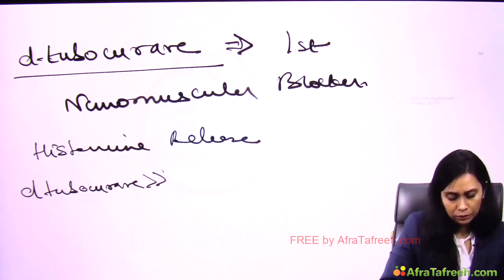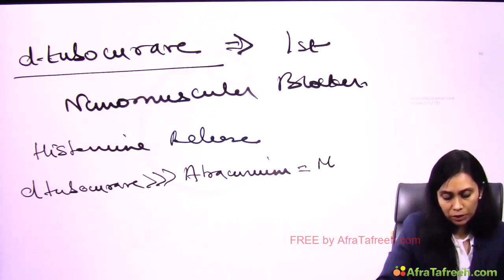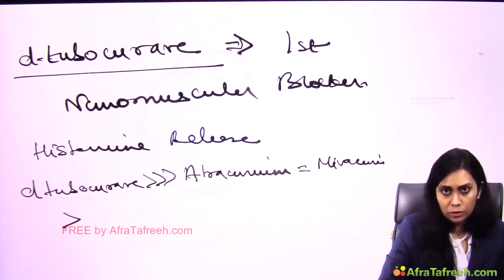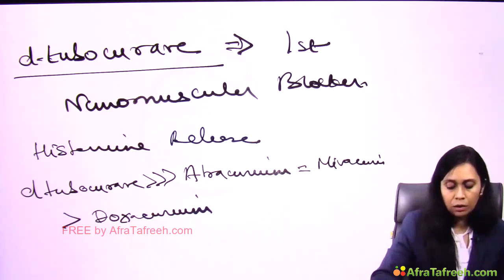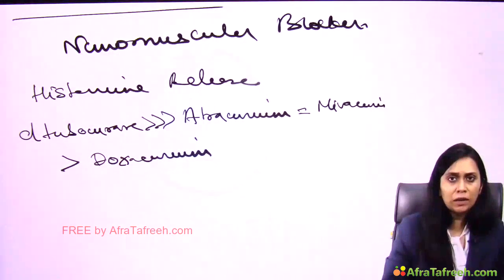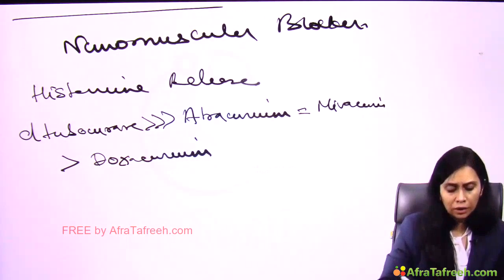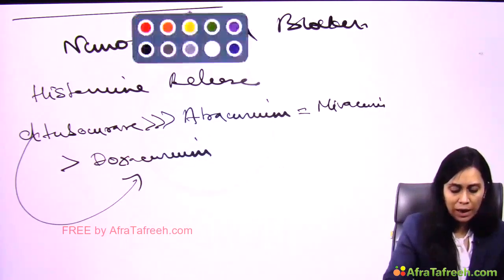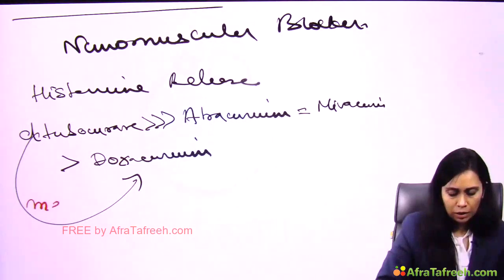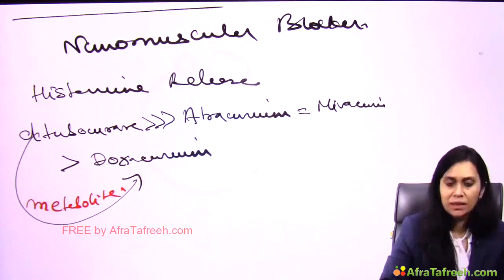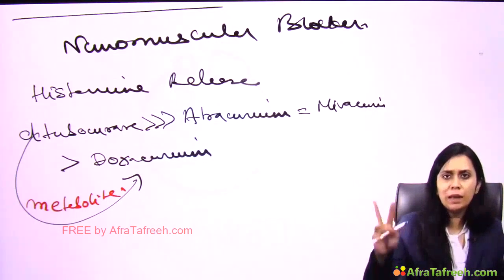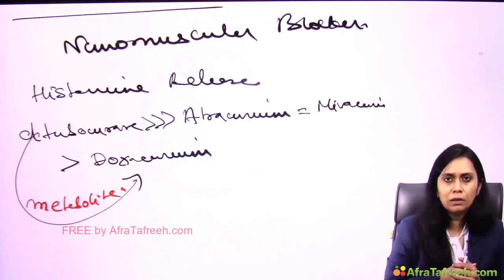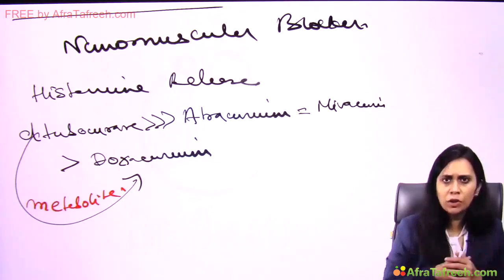Then atracurium equal to mivacurium, and then doxacurium. So guys, D-tubocurare, massive histamine release. That was a major problem. So what Dr. Griffith did, he separated a metabolite of D-tubocurare and made doxacurium. This D-tubocurare metabolite, doxacurium, is exactly similar to D-tubocurare except that it has less histamine release. Right? Now, both D-tubocurare and doxacurium are not much in clinical use.